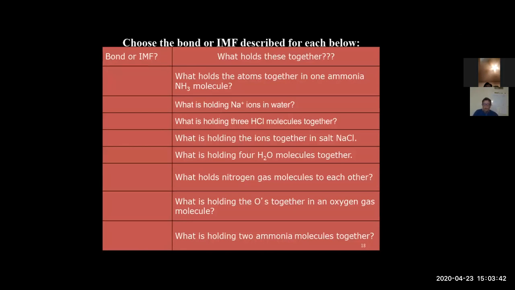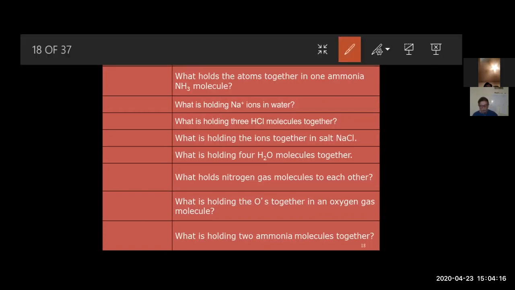All right. So with that being said, let's take a look at this table. They're asking you to choose the bond or the IMF described in each of the questions. Now, these type of questions, you got to be careful when you read them. Are they asking you about the bond, or are they asking you about the interaction with other molecules? Okay. So the first one, what holds the atoms together in one ammonia molecule? Okay. The key word here being one.